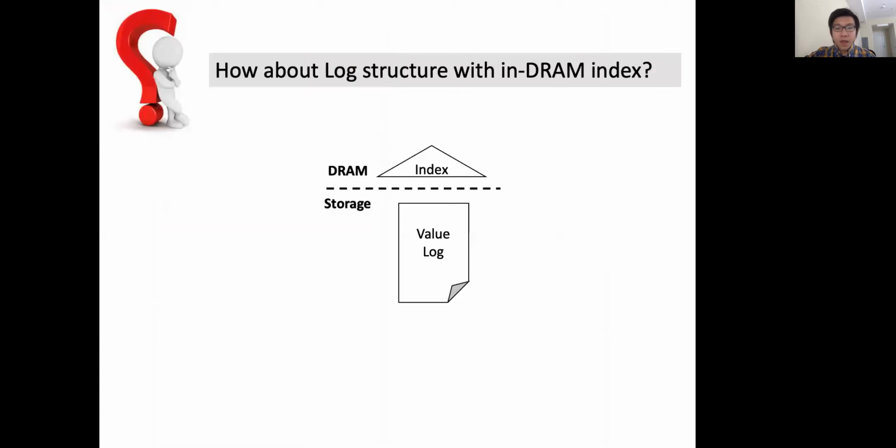So on one hand, a single level structure index on Optane Pmem can result in small random writes, which turns out to have poor write performance. On the other hand, a multi-level structure turns out to have poor read performance. So why not just move the index to DRAM?